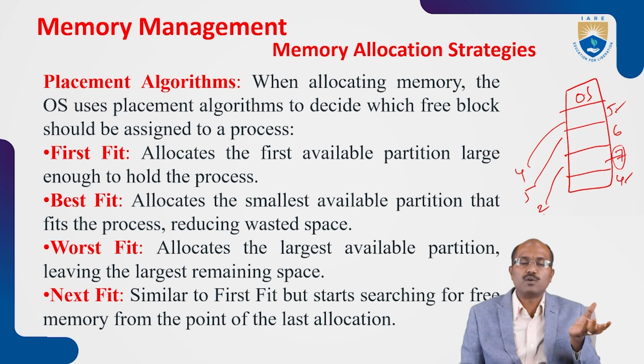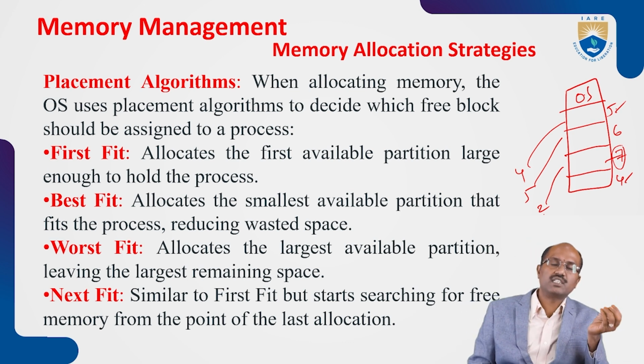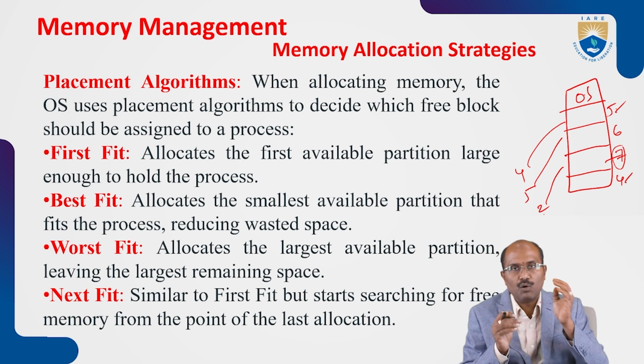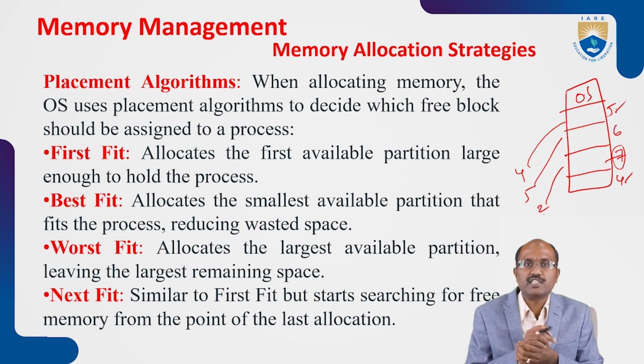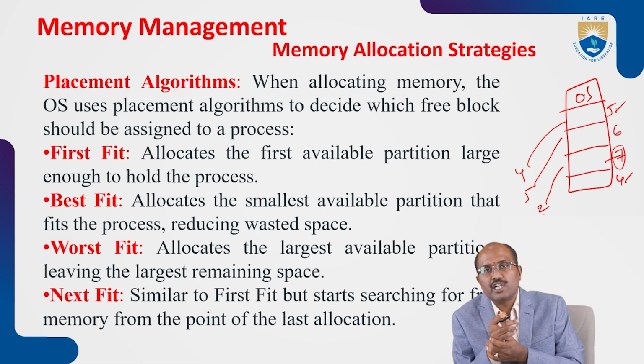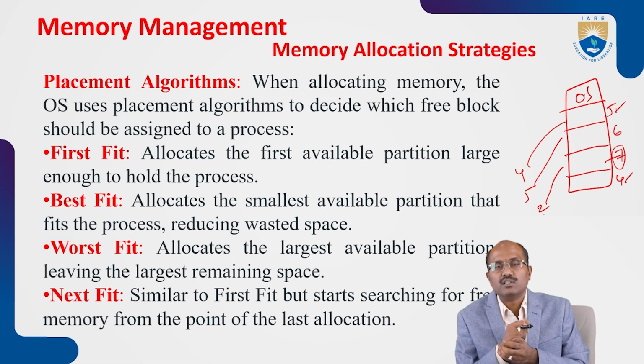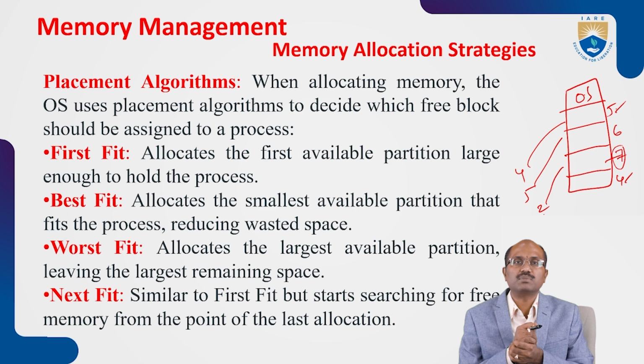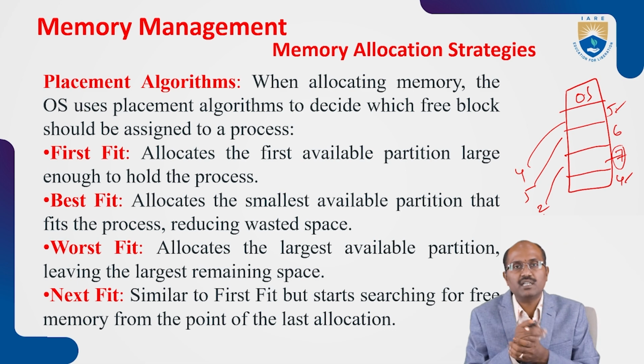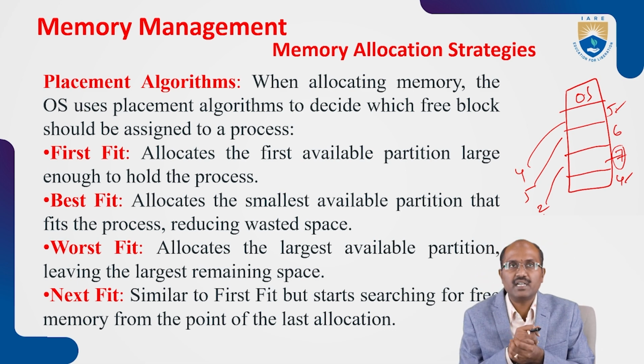In process scheduling also, we saw first come first serve, shortest job first, round robin, priority scheduling, non-priority and preemptive scheduling. Those are all scheduling algorithms. Similarly, here the memory management algorithms are placement algorithms such as first fit, best fit, worst fit, next fit.